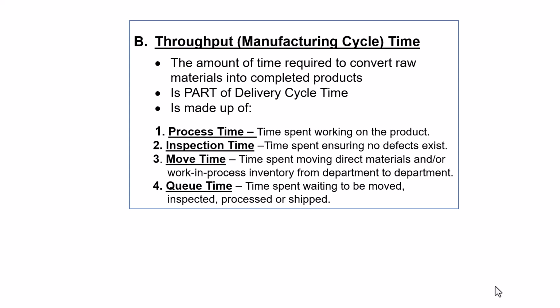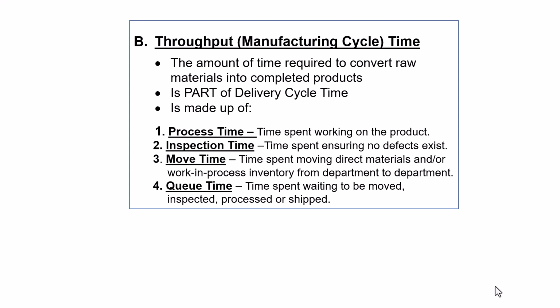Throughput time is the time required to actually produce the product. There are four components to this calculation: process time, inspection time, move time, and queue time. Process time is the time spent actually working on the product. Inspection time is obviously just time spent inspecting the product. Move time is spent when we're moving materials to the process or moving work in process from one process to another. And then queue time is the time spent waiting to be moved, inspected, processed, or shipped.